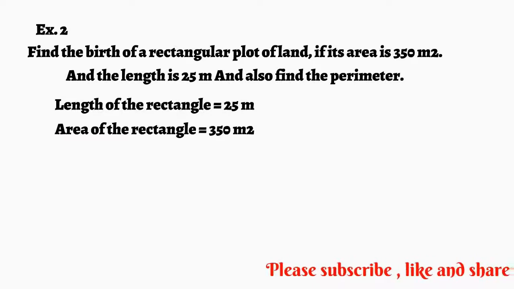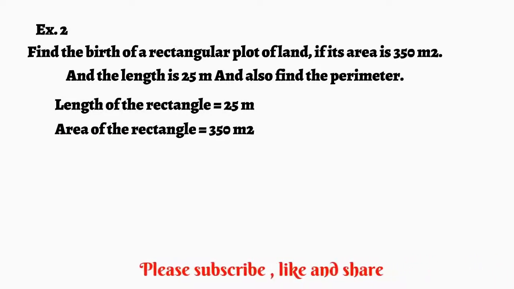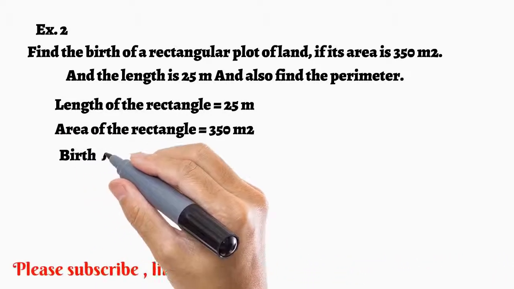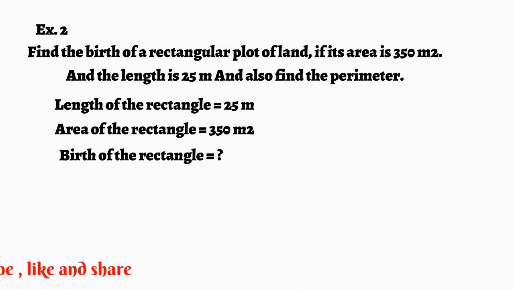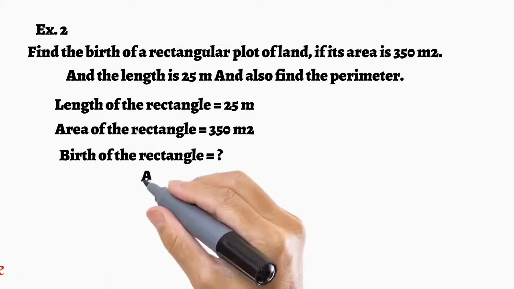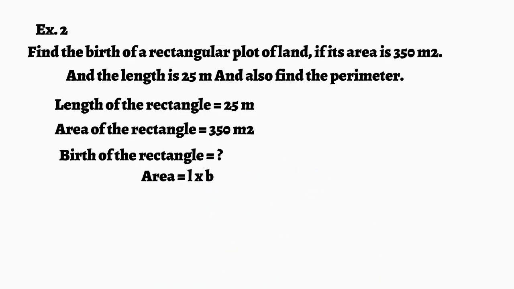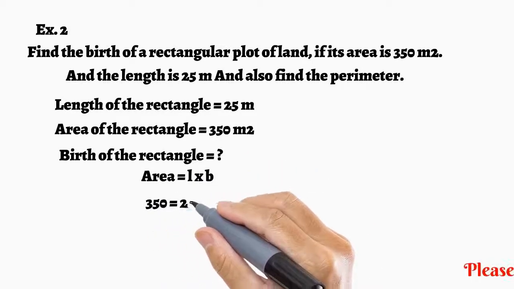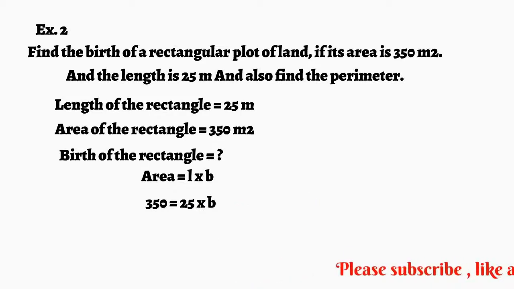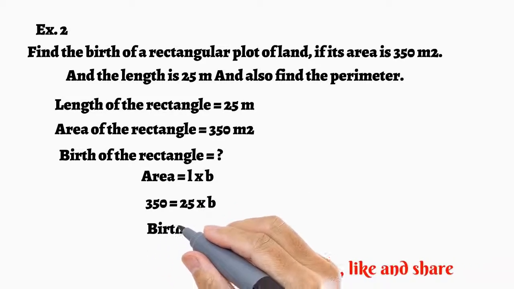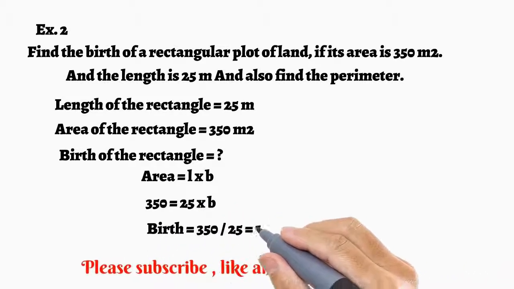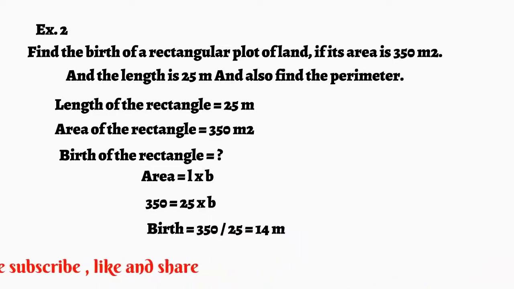Now all the available details have been written here. Then what is the next step? What needs to be found out? We don't know the breadth of the rectangle. See here, area and length are available. The area of the rectangle is length into breadth. Give the values: area 350 is equal to length 25 into breadth B. Then breadth is equal to 350 divided by 25, which is 14. The breadth of the rectangle is 14 meters.